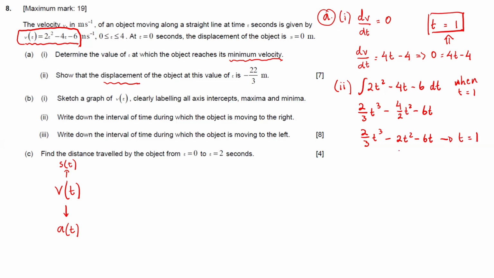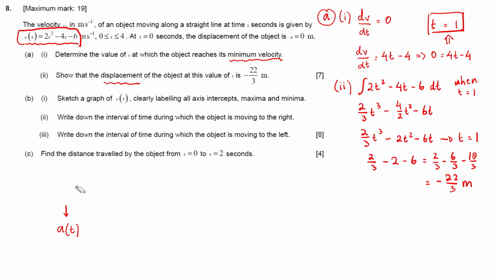Substitute with t equals 1. What will we have? We will have 2 over 3 minus 2 minus 6. Now let's work with this one here. We will have 2 over 3 minus, 2 times 3, 6 over 3, and then minus 18 over 3. So at the end, 2 minus 6 is minus 4, minus 4 minus 18, it's going to be negative 22/3 when t equals 1. That's it. This is our answer for part A part 2.